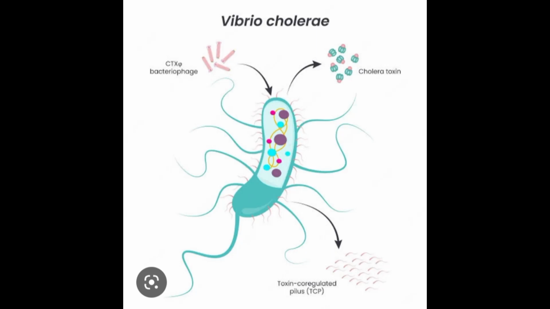Vibrio. Vibrios are gram-negative, oxidase-positive, short, rigid, curved rods that are actively motile by a polar flagellum. The most important member of the genus is Vibrio cholerae. It is the causative agent of cholera.